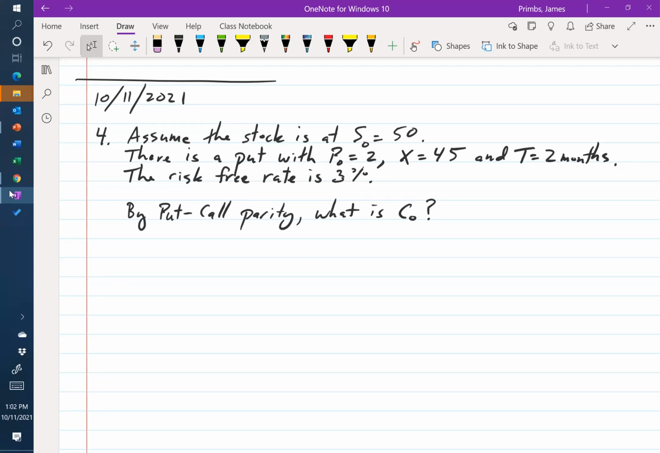So here's my problem. Assume the stock is at $50, and then there's a put. The put premium is $2, strike price is 45, and time to expiration is 2 months. The risk-free rate is 3%. By put call parity, what is the price of a call? And what I didn't say here was same strike and expiration.